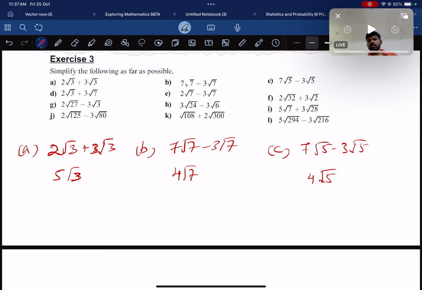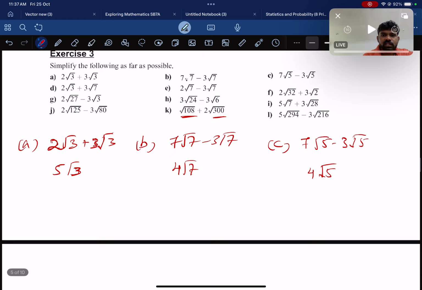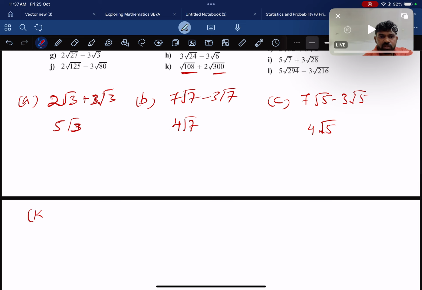So the rest of the questions you just try by yourself, and make sure that you comment if you don't know any questions related to this one. You may even get some simplification that we have done in the previous questions, like 108 can be simplified as 36 times something. We'll do that question and I'll explain how it works. So under root of 108 plus 2 root of 300, this question, how it works, let's discuss.